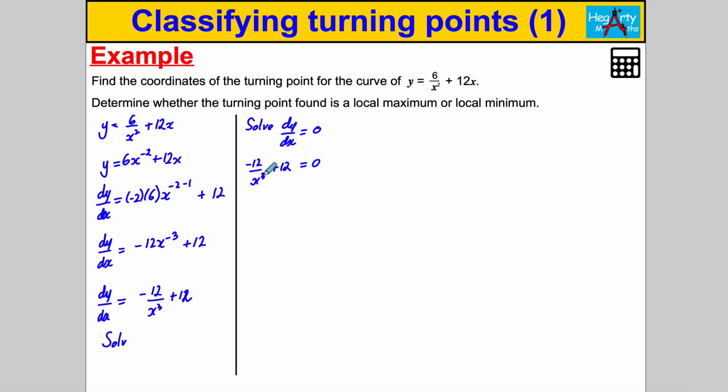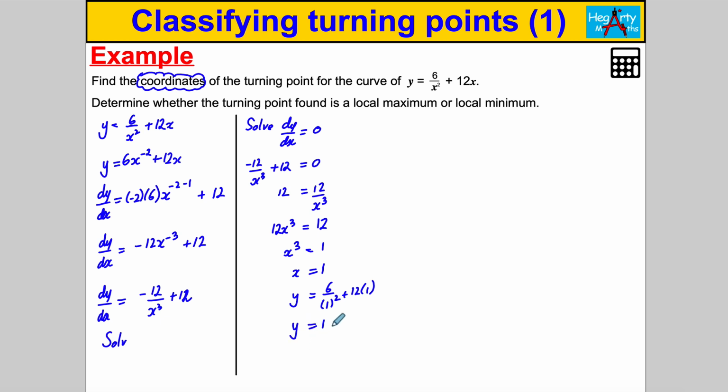I'm going to add 12 over x cubed to both sides, so I get 12 is equal to 12 over x cubed. Multiply both sides by x cubed to remove the x cubed off the denominator on the right. Divide by 12 and take the cube root. I get x is equal to 1. I was asked for the coordinates, so it's very important I find the y coordinate as well. I'm going to substitute x is 1 back into the original curve, not the gradient function, and I would get 6 over 1 squared add 12 multiplied by 1, and I get y is 18. So the coordinates of our turning point are x is 1 and y is 18.